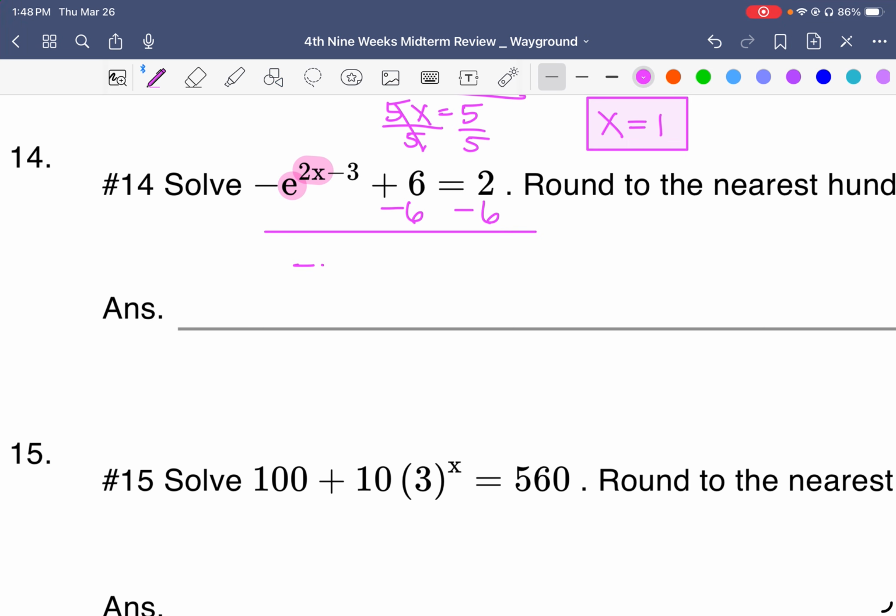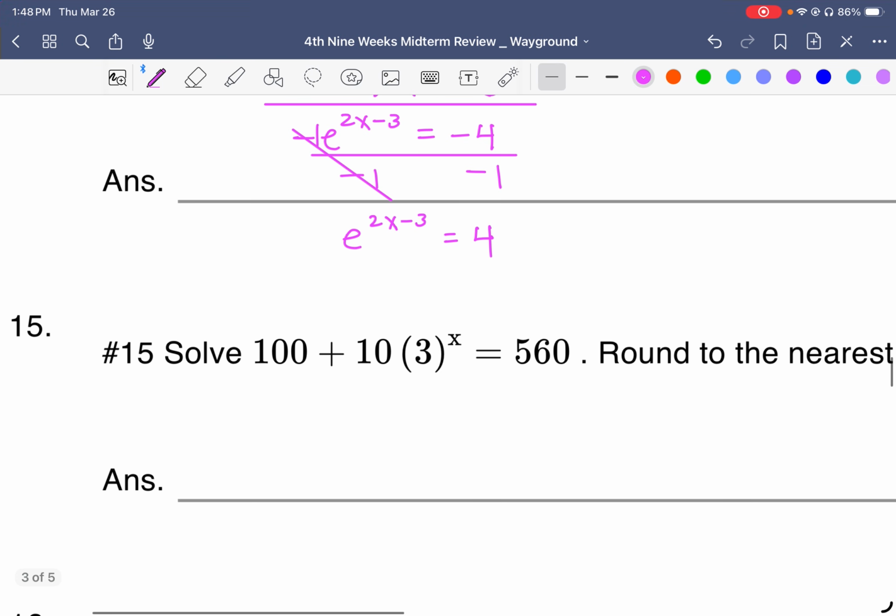Okay, so now we have negative e to the power of 2x minus 3. This cancels out, and I'm left with negative 4. Now there is a negative in front of the base, so that is being multiplied. You could add the imaginary 1 if you want. So I need to divide both sides by negative 1. That will leave me e to the power of 2x minus 3 is equal to positive 4.